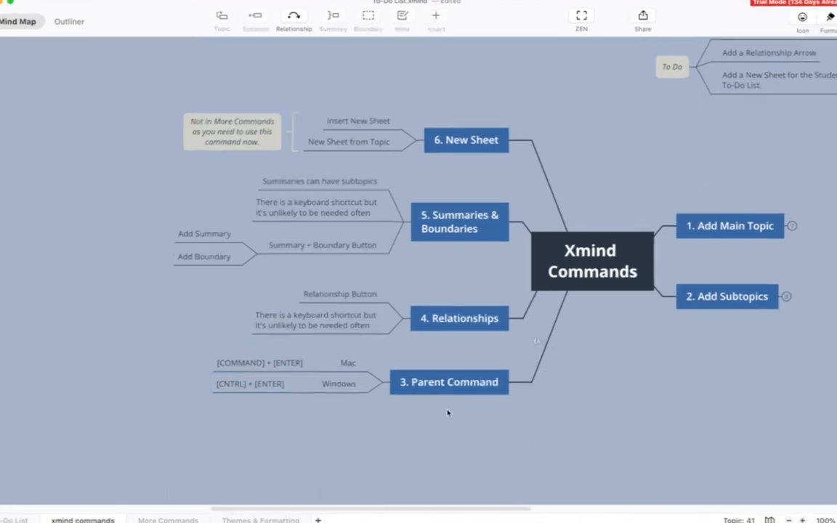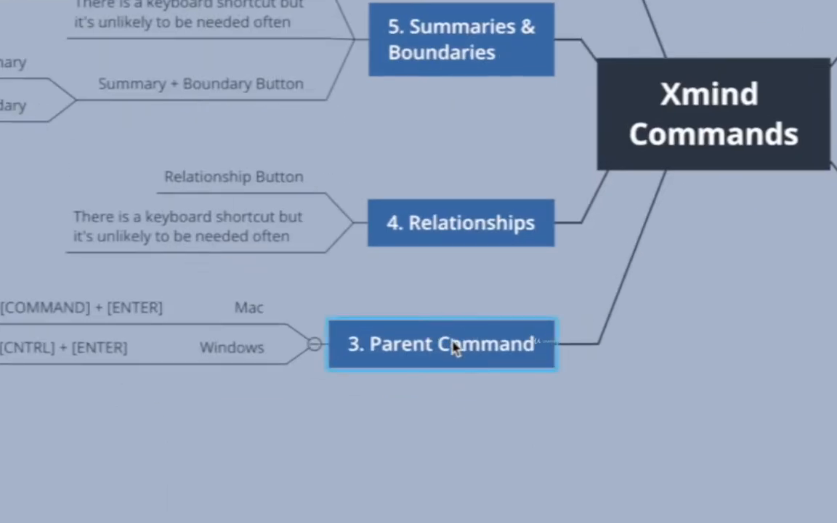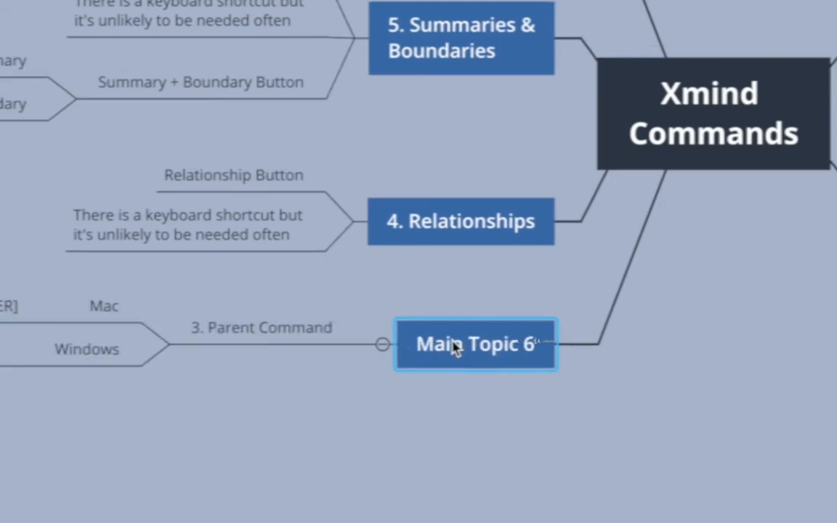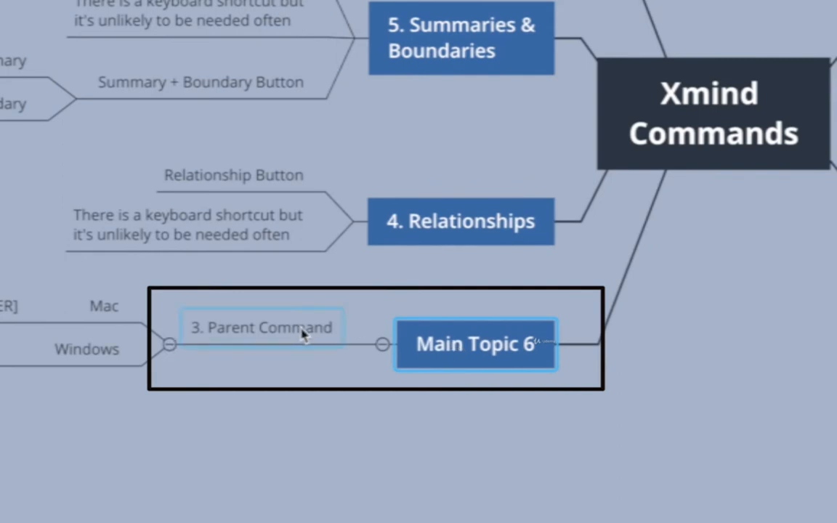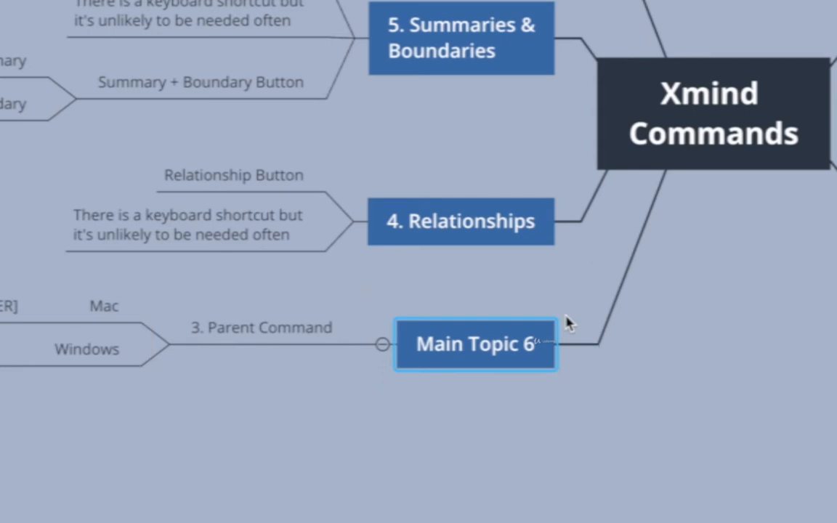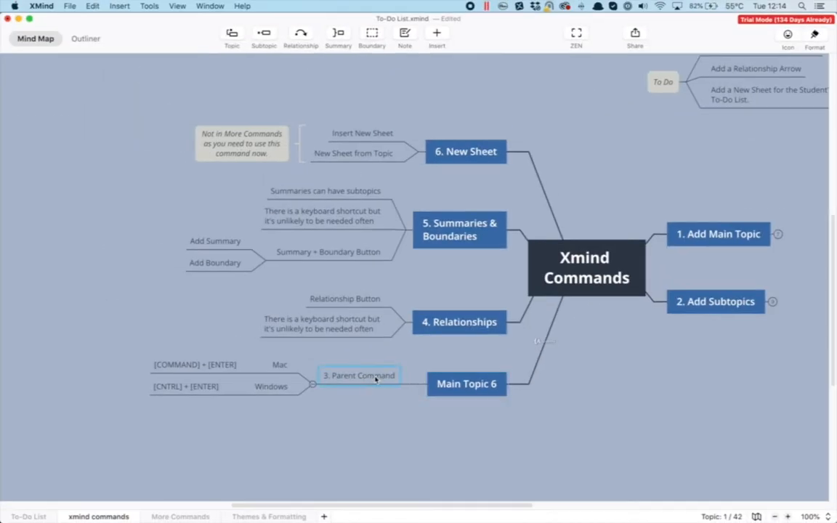And I'll show you one more time. Let me highlight this main topic here, number 3 parent command. Hit Command and Enter. And parent command gets moved to the left 1 space. And in this case, a new main topic 6 is added into this branch. However, I am now going to take parent command.